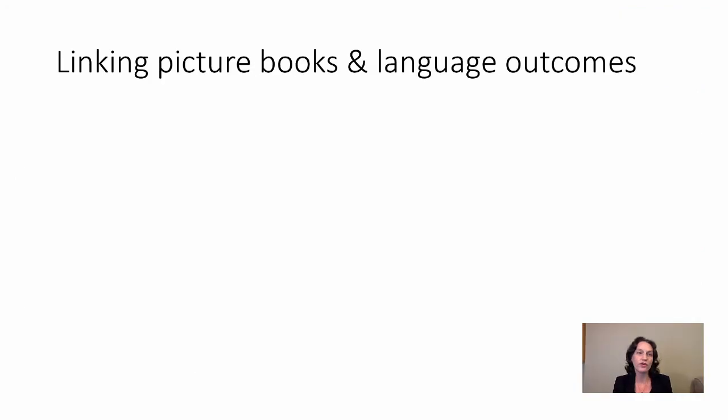So I think one of our goals is to more closely link picture books and language outcomes. This will enable us to better understand the role of picture books in language development, and better understand the role of the language environment and the kinds of learning mechanisms that underlie language learning.